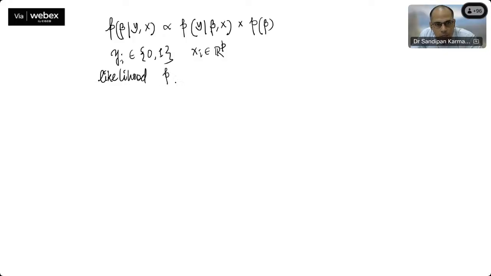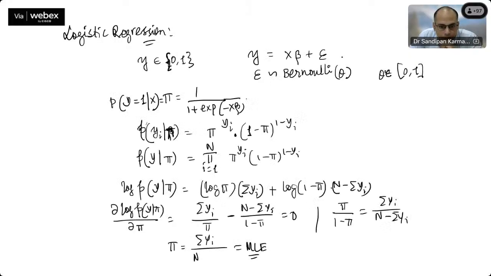is p of yi given beta comma xi. That is nothing but the sigmoid function. I have already written the sigmoid function, so let me write it down. I'm writing the sigmoid as sigma of xi beta, and this is pi equals 1 by this one.